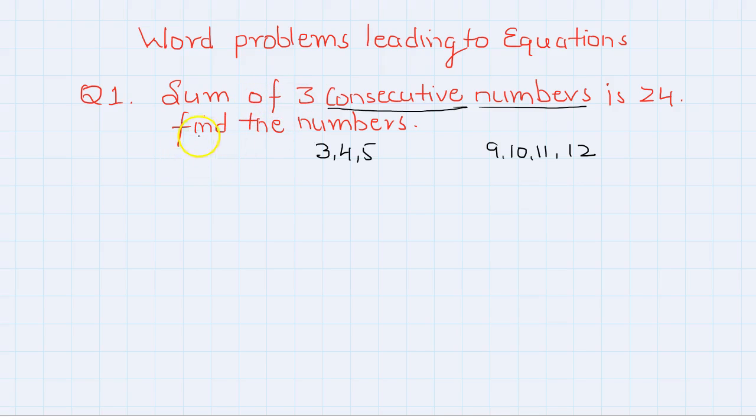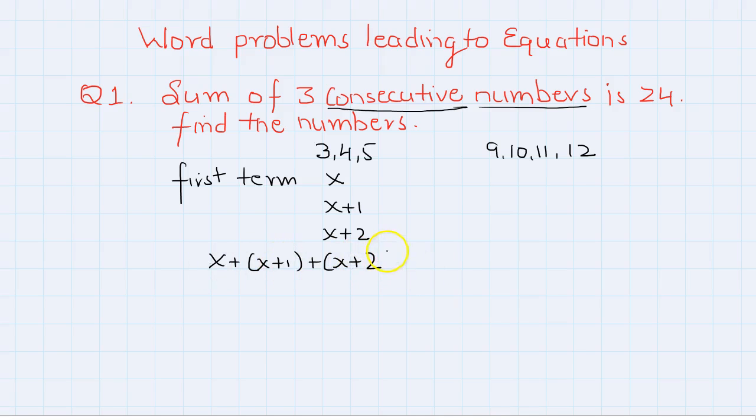So the general rule for consecutive numbers, if you have to write in terms of x, is: let the first number be x, then the second will be x plus 1, and the third will be x plus 2. It's talking about the sum, so let's add x plus x plus 1 plus x plus 2. First term, second term, third term is 24.